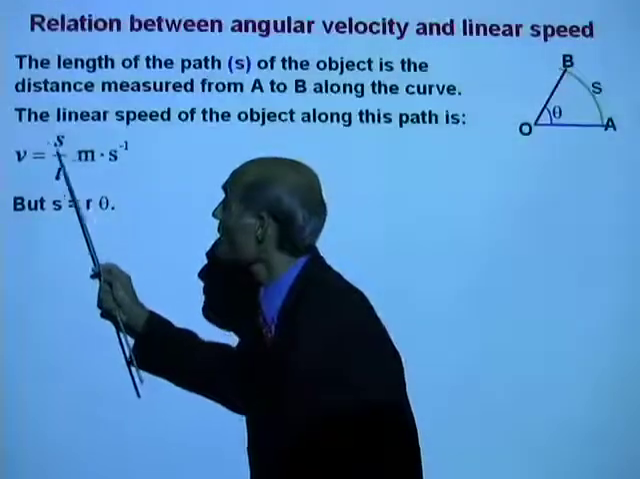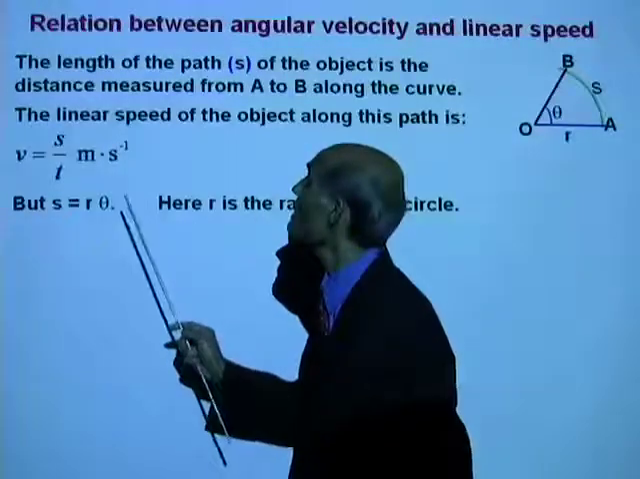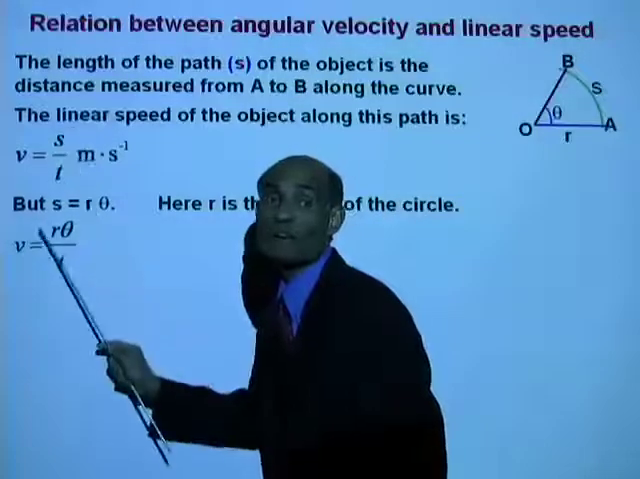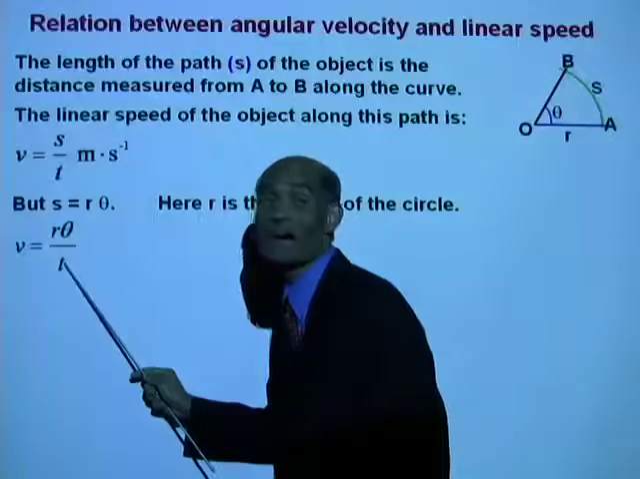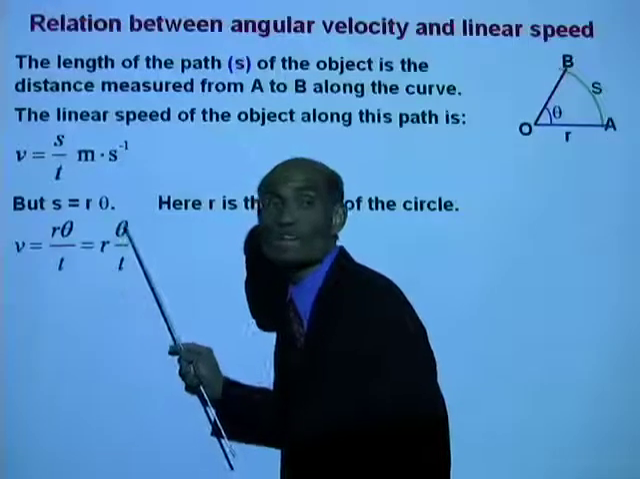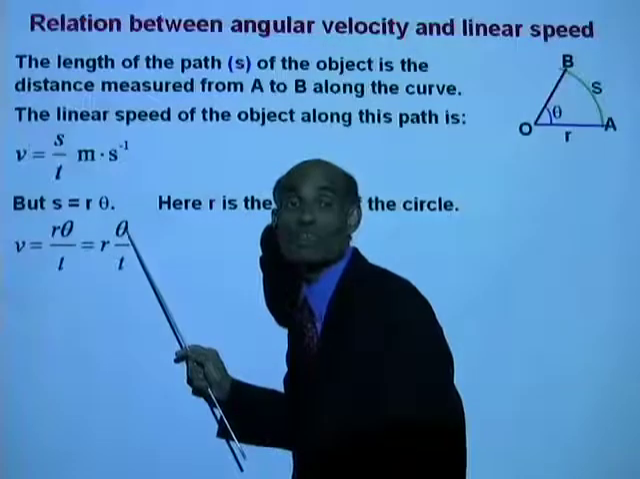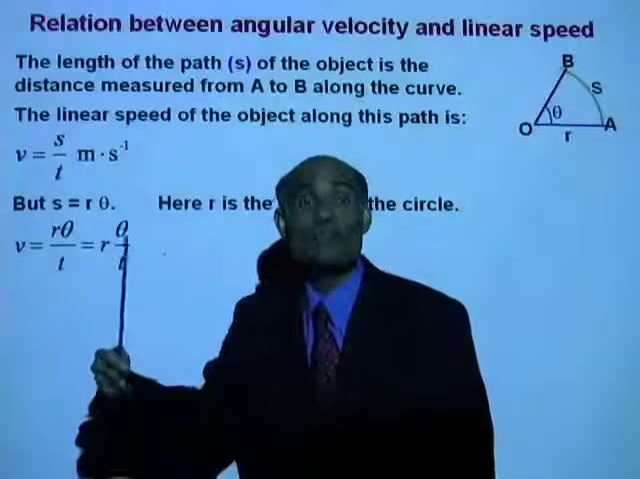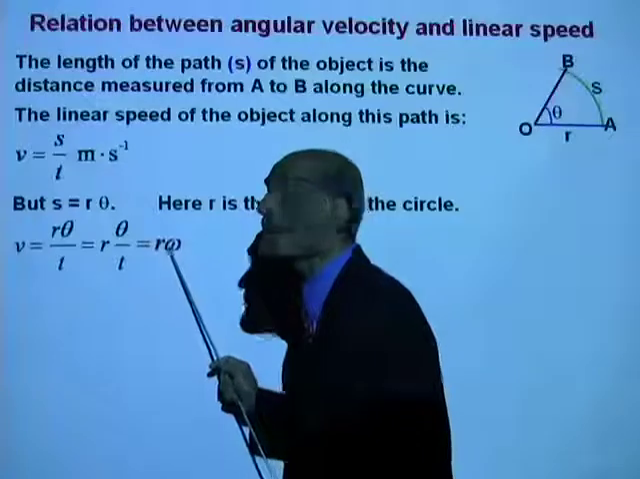Let's replace this S by R theta. What does V then equal? V equals, in place of S, I wrote R theta. So V equals R theta divided by T. And that can be written as R times theta over T. Now what is this quantity? The rate at which the angle is being described is called the angular velocity. So this can now be written as R omega.